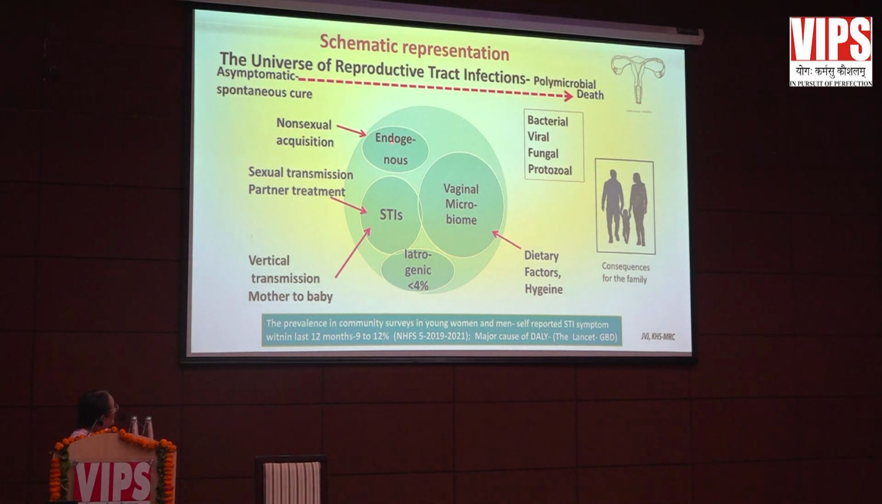Now, the infections can be acquired from the brain, lungs, or any other place in the body itself. It could be sexually transmitted, which can again be transmitted to the baby, or it could be endogenous vaginal.